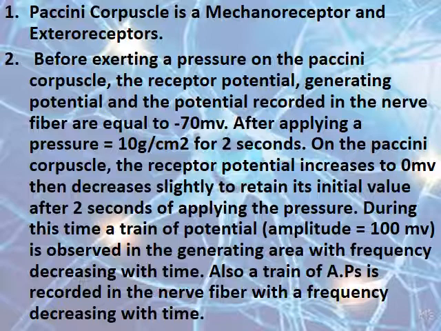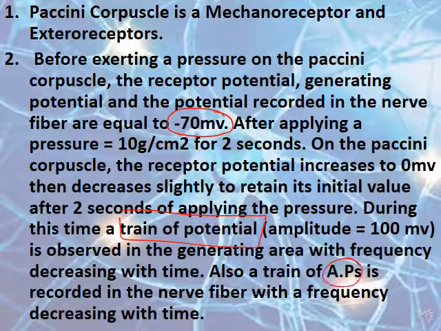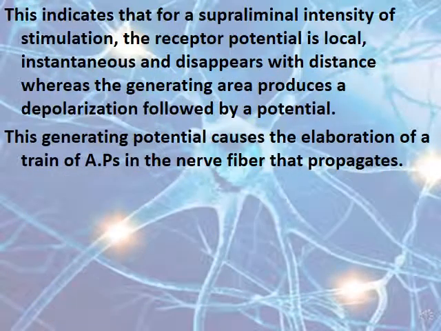The potential recorded before exerting pressure on the pacinian corpuscle, the receptor potential, generating potential, is equal to minus 70 millivolt. After applying a pressure of 10 gram per centimeter square for 2 seconds, the receptor potential increases from 0 millivolt, then decreases slightly to its initial value after 2 seconds of applying the pressure. During this time, a train of potential of amplitude 100 millivolt is observed, with frequency decreasing with time. Also a train of action potential is obtained in the recording nerve fiber with frequency decreasing with time.